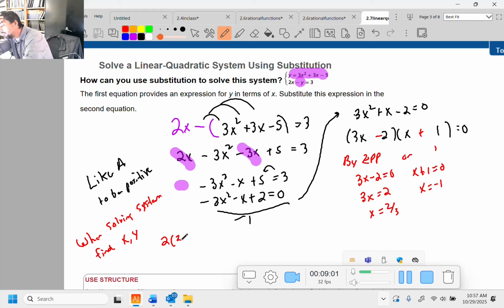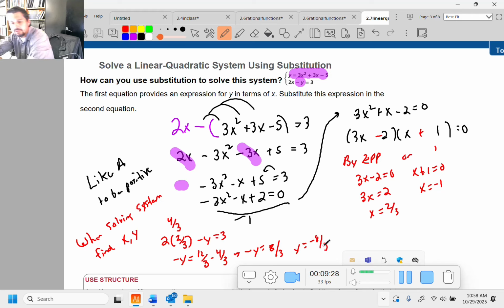So 2 times 2/3 minus y is 3. 2 times 2/3 is 4/3. And if we move it to the other side, it would become negative. So negative y equals 3, which is 12/3 minus 4/3. And that would say negative y is 12 minus 4, 8/3. And then you got to divide out your negativity. So y is going to be negative 8/3. And boy, I know I just lost a whole bunch of you right there. I know I did. But you have this ordered pair, 2/3 and negative 8/3.